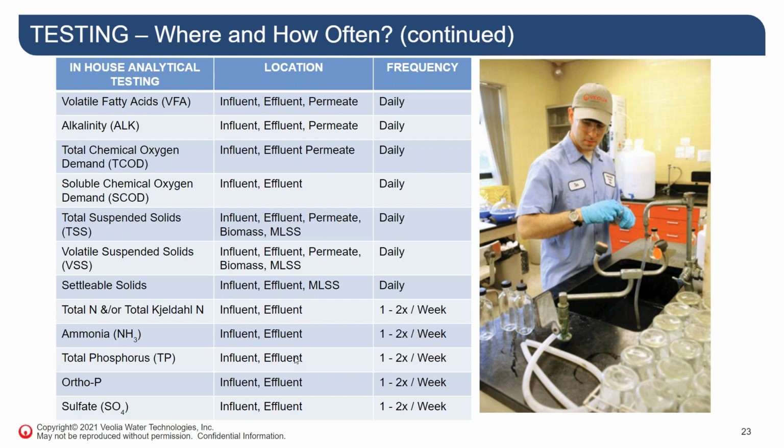On the total nitrogen, total Kjeldahl nitrogen, ammonia, total phosphate, orthophosphate, and sulfate, again, these are all nutrients, or the sulfate could be a toxin. So you want to do those one or two times a week to make sure that everything's in the proper, optimal range for operations of your anaerobic reactor. And you're just going to do those on the composite influent and effluent samples.